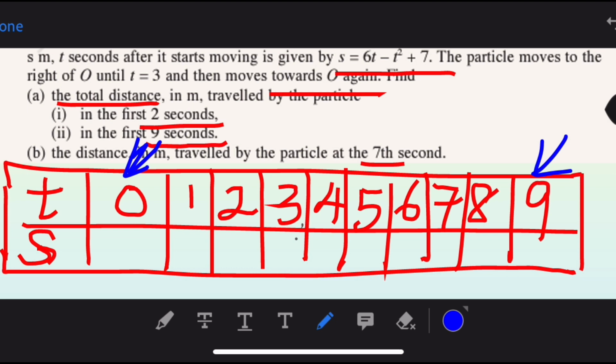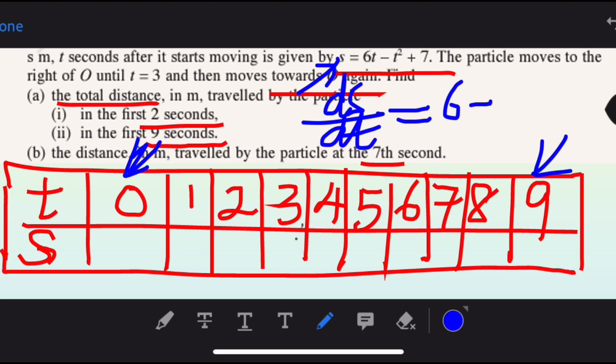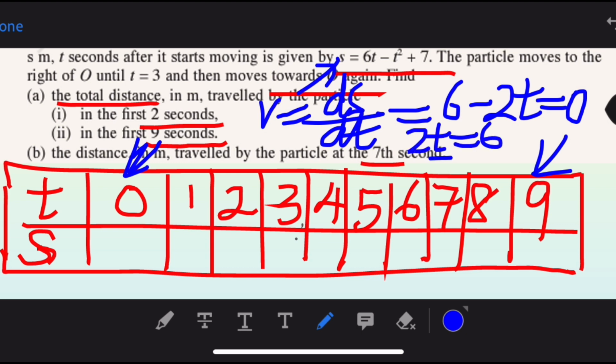When the particle changes direction, the only way to know when is to find the time. So you have to differentiate ds/dt. Differentiate 6t, you get 6, differentiate t squared, you get 2t, and you must let it equal 0. Why must you let it equal 0? Because when a particle changes direction, for sure it will stop for a while before it turns back. So that means we found out that t equal to 3 is when the particle turns.